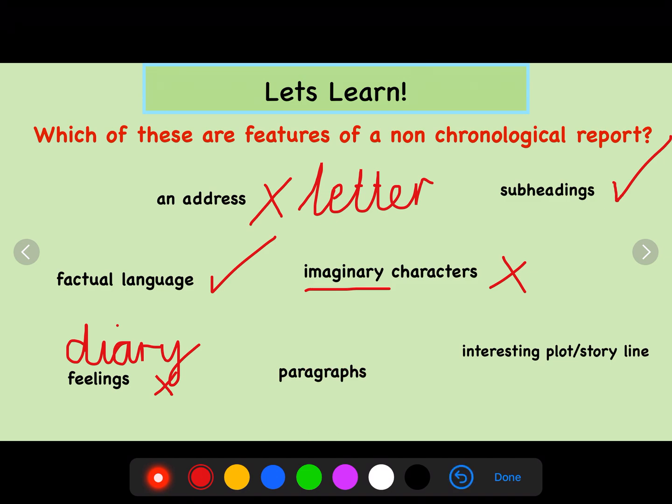Paragraphs, we would find in a non-chronological report. An interesting plot or storyline we would not find, because a plot is what we find in a story. It tells us about the beginning, the build-up, the problem, and what happens at the end. But a report tells us information about a topic.